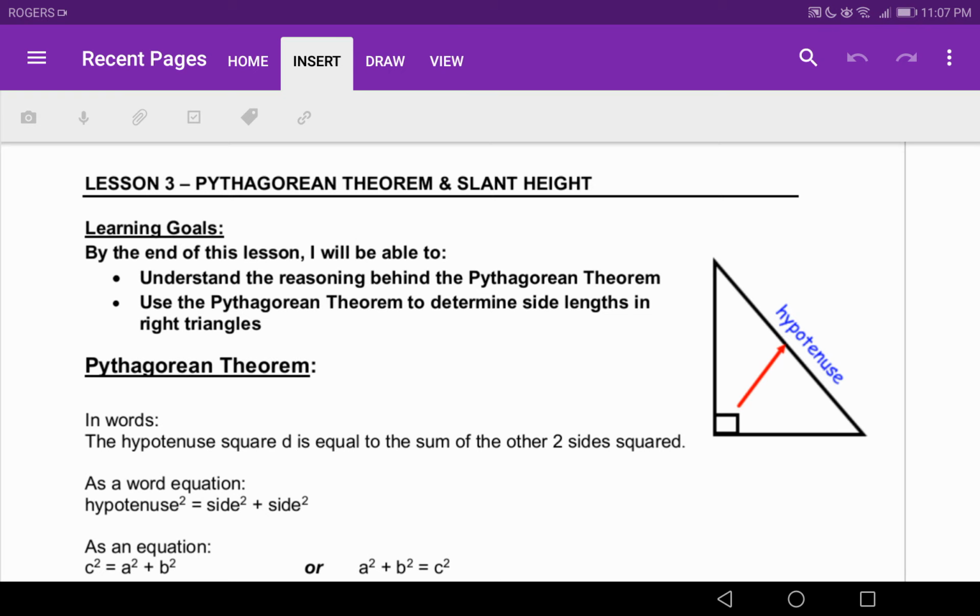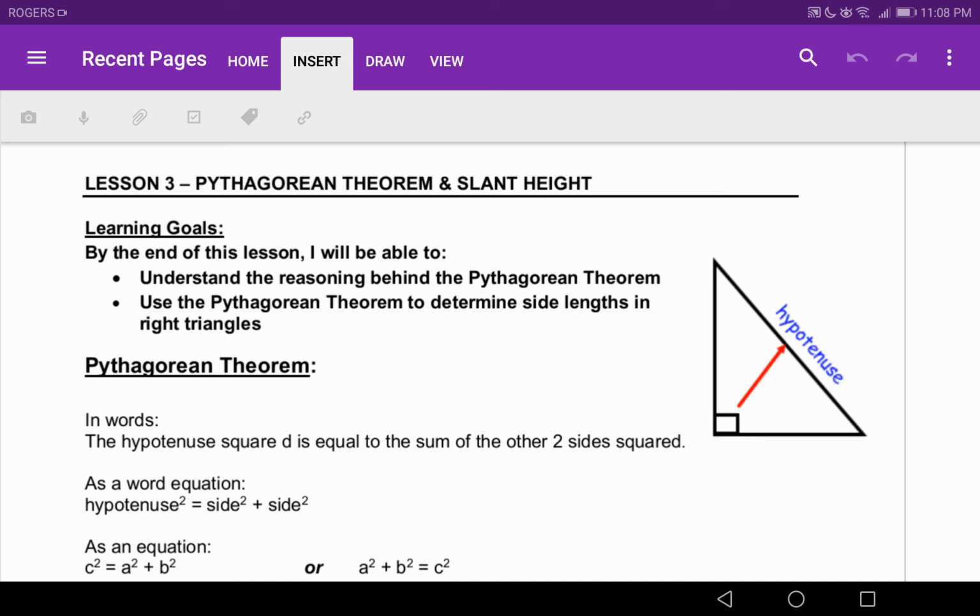All right, everyone, we are on to lesson 3, which is learning about the Pythagorean Theorem, something that is likely new to you. Or maybe some teachers may have covered it in elementary school, but most likely it's new to you, and I'll teach it from scratch. The lesson is called Pythagorean Theorem and slant height.